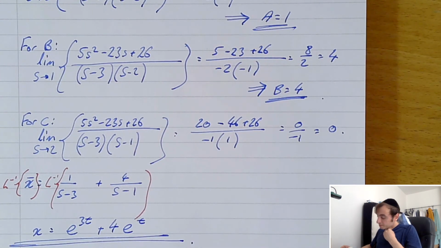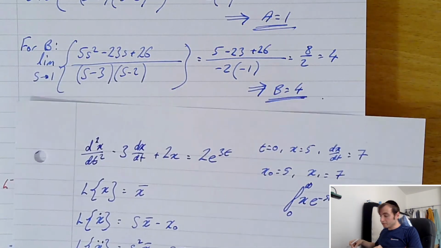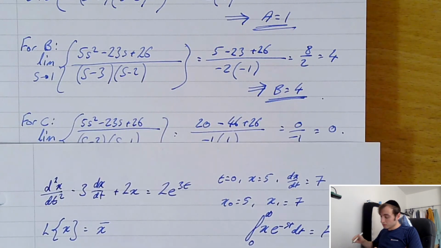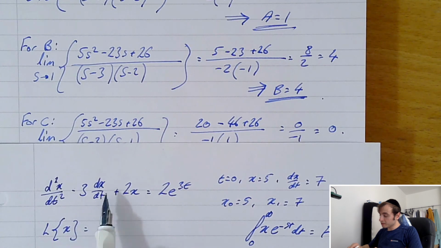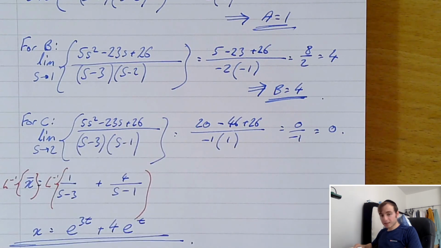And there we have it, the final solution to the differential equation d2x by dt squared minus 3dx by dt plus 2x equals 2e to the 3t, where x equals e to the 3t plus 4e to the t.